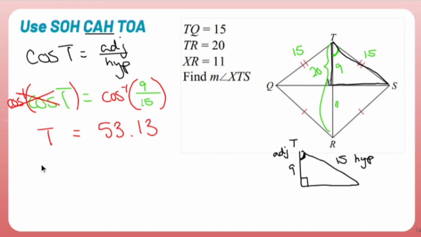So I'll finish this answer by saying the measure of angle STS equals 53.13 degrees.